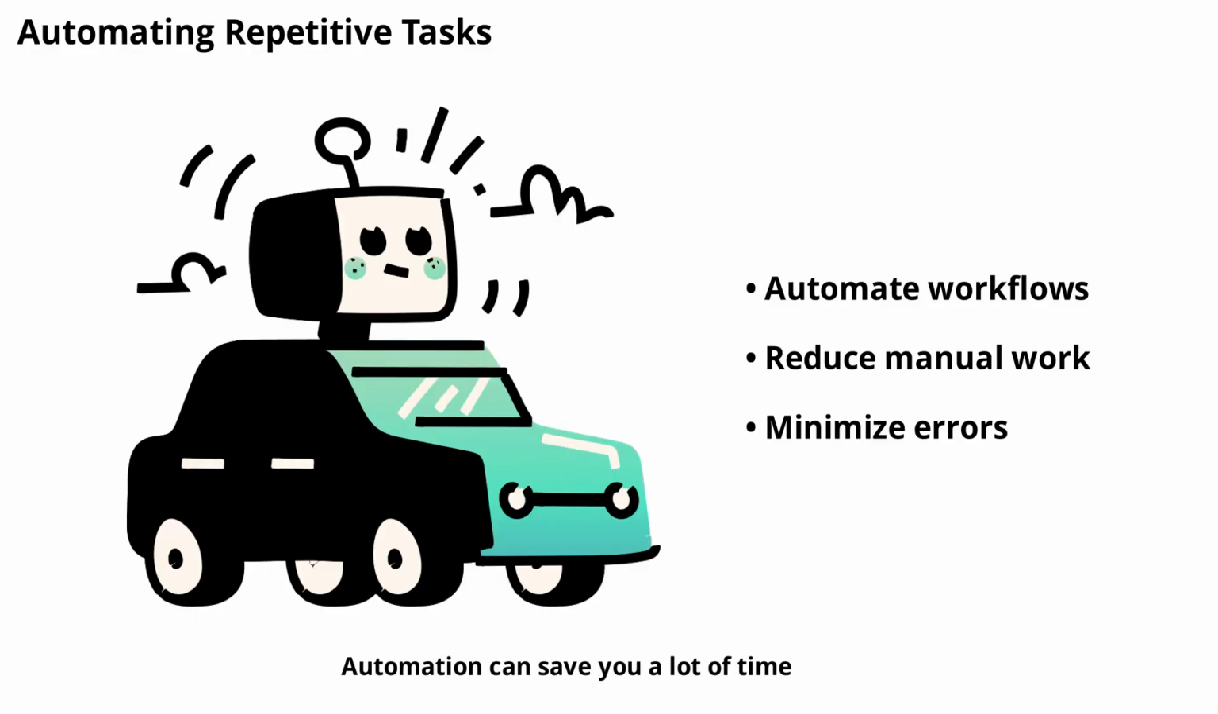Automation can save you a lot of time. Set up automated workflows for common document signing scenarios, such as onboarding new employees or processing contracts. Use triggers and actions to send documents, assign signers, and notify stakeholders automatically. Automation reduces manual work and minimizes errors.